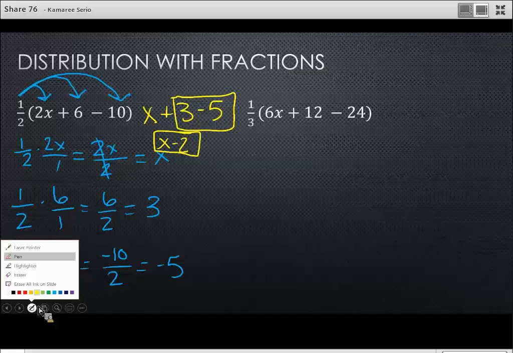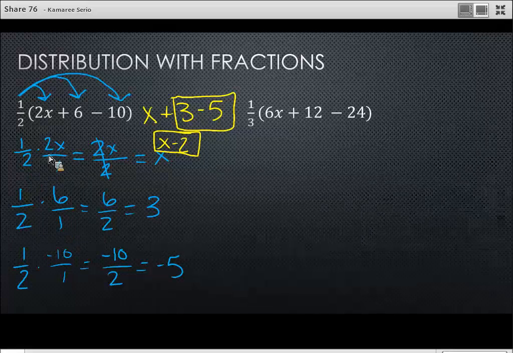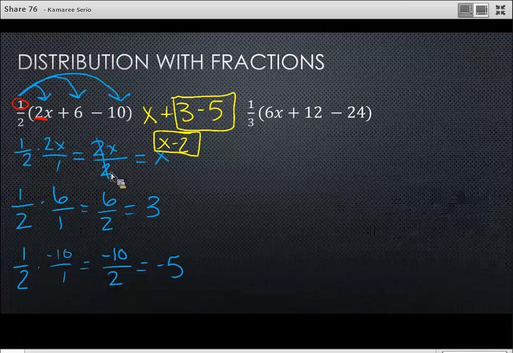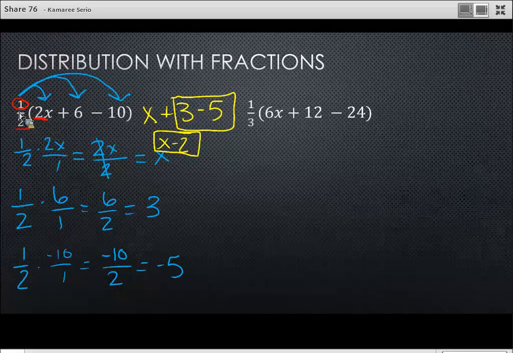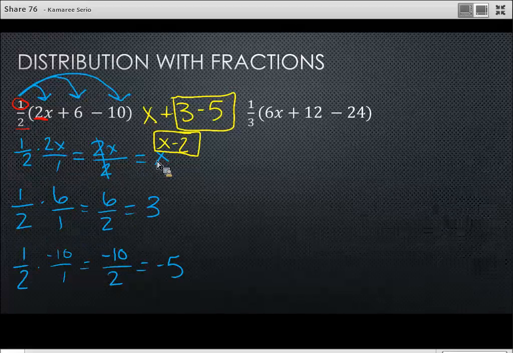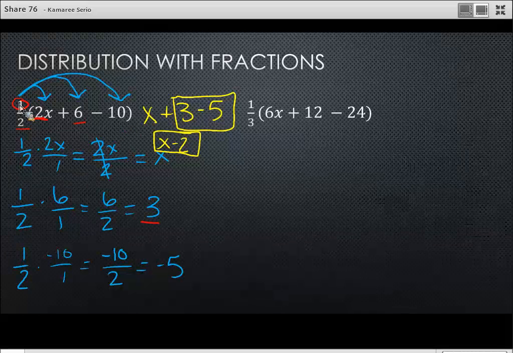Now the shortcut way, this is how I do it. If you notice, what we did over here was I took the number inside my parentheses, this 2, multiplied it by 1, which is the numerator, and then divided it by 2, which is my denominator. So 2 times 1 is 2, 2 divided by 2 is 1. If I look at 6, I did 6 times 1, which is 6, divided by 2, which is 3. Negative 10 times 1 is negative 10, divided by 2 is negative 5.